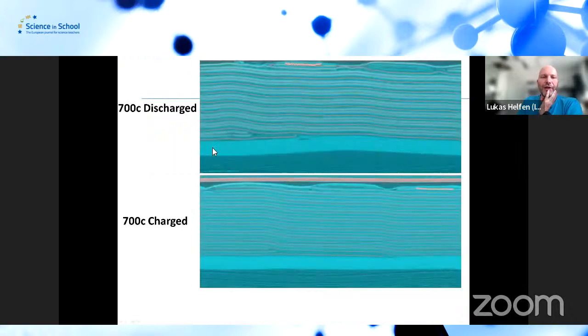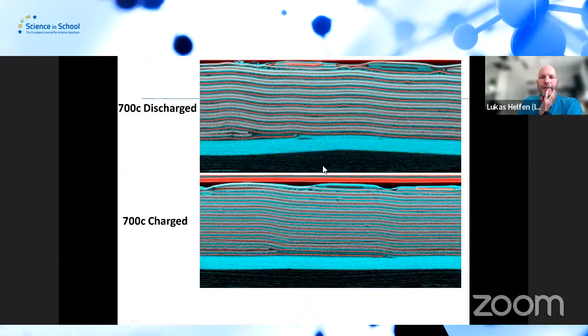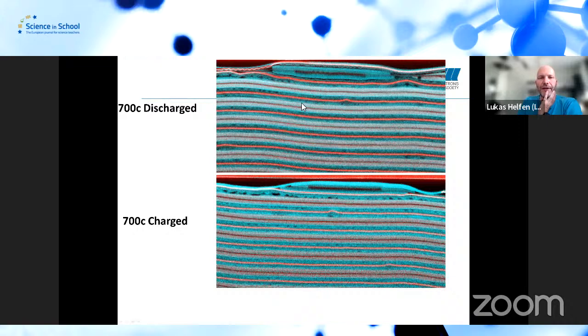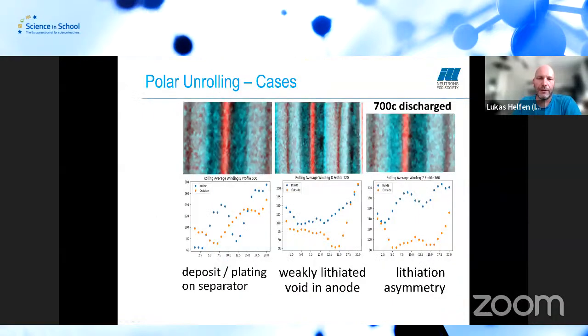You can do the same thing for the charged one, which is here at the bottom, with the contrast increased. If you zoom in on some interesting regions, we see that there's a lot of variation. This variation is due to the charging and discharging cycles. The material ages, and the lithium is trapped in the discharged state in the anode material, for instance. We also get voids or weakly lithiated regions, both in the anode and in the cathode material in the charged state. So we can look at the different cases that we can see. We have, for instance, voids that appear in the anode material.